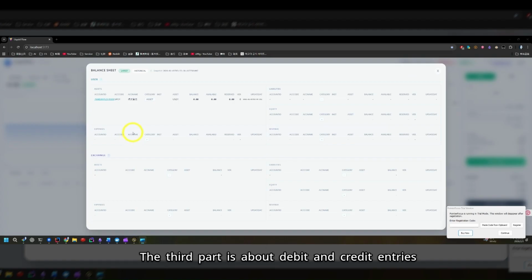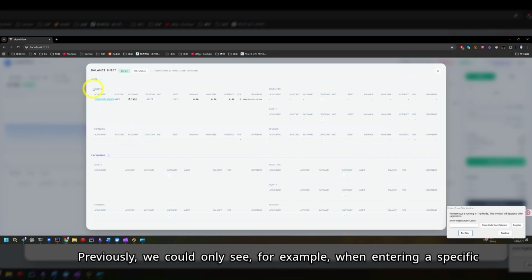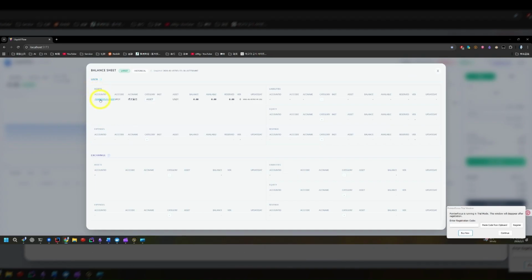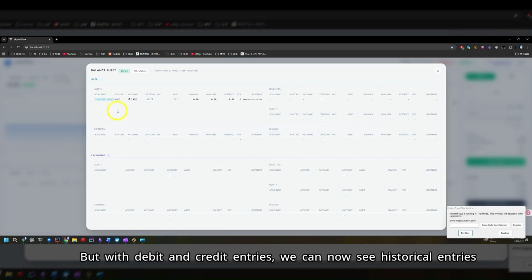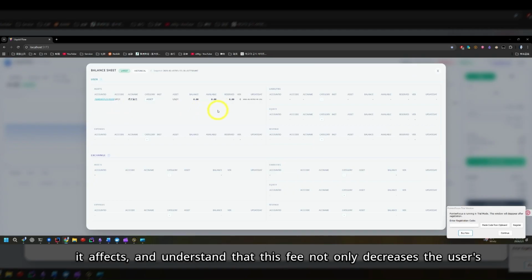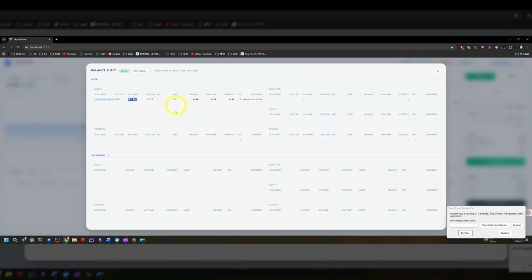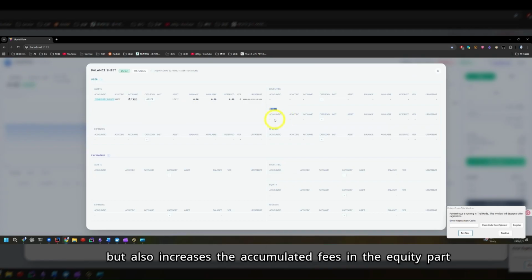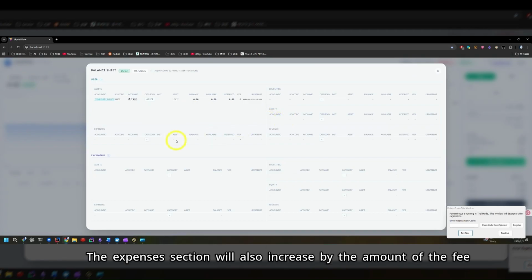The third part is about debit and credit entries. Previously, we could only see, for example, when entering a specific account, the historical changes of that account. But with debit and credit entries, we can now see historical entries, such as a change called fees. By examining its debit and credit entries, we can see which accounts it affects, and understand that this fee not only decreases the user's spot assets, but also increases the accumulated fees in the equity part. The expenses section will also increase by the amount of the fee.